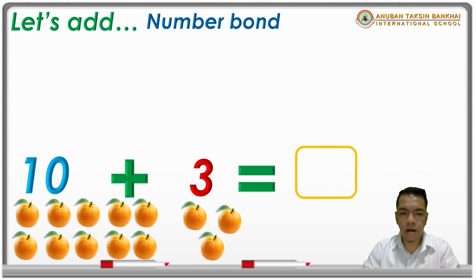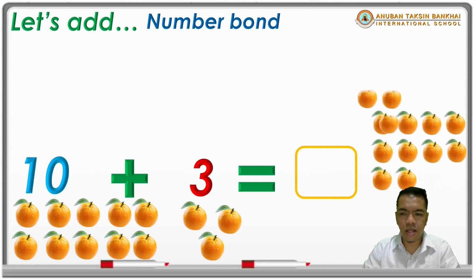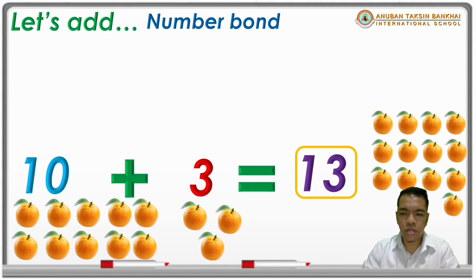Let's add our addend and addend. How many? We have first 10. Then let's add 3. How many? 1, 2, 3, 4, 5, 6, 7, 8, 9, 10, 11, 12, 13. We have 13 oranges in all. 10 plus 3 is equal to 13.